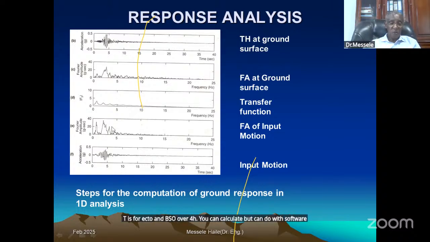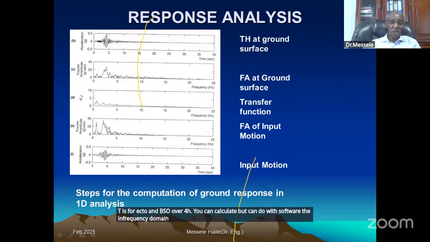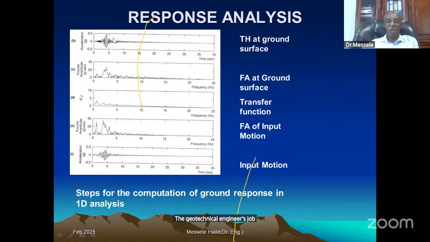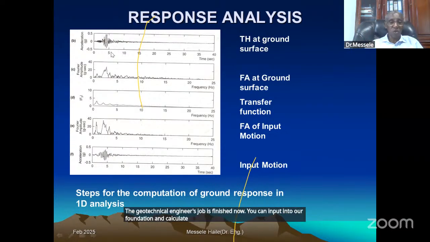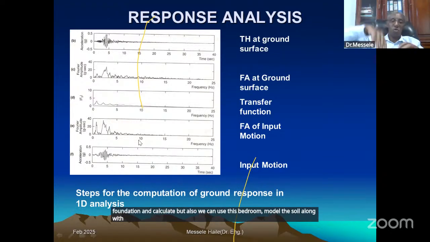In frequency domain, the multiplication of the input motion times the site transfer function will give us a surface response in frequency domain. Then we make inverse Fourier transformation and we get the time history at surface. The geotechnical engineer's job is finished now. You can input it into the foundation and calculate. But also we can use this bedrock input, model the soil along with the structure, and also design.